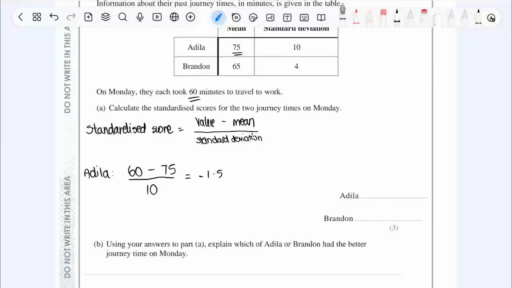Now we'll do the same thing for Brandon. Again, we take the value, which is given to be 60 again. We subtract his mean, which is 65, and divide it by his standard deviation, 4. This gives us negative 1.25. And there's our 3 marks. So as long as you just knew the formula, from there it's really straightforward.